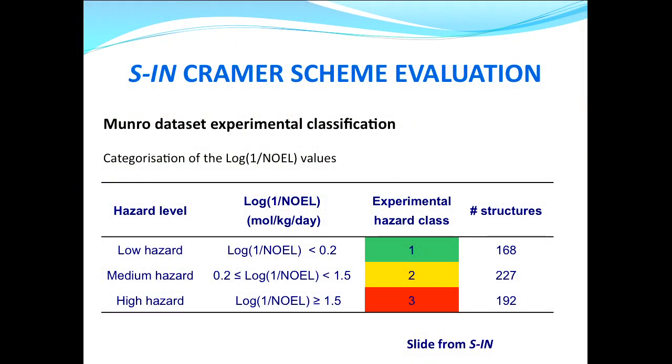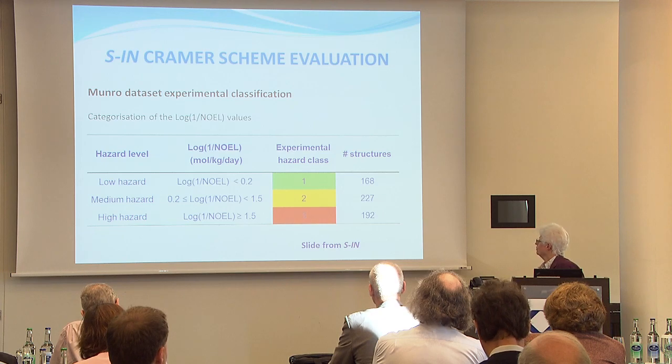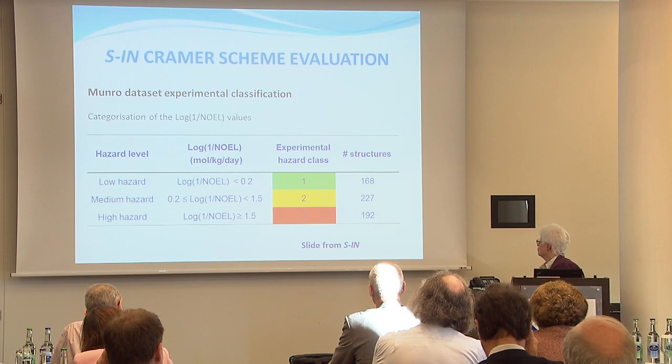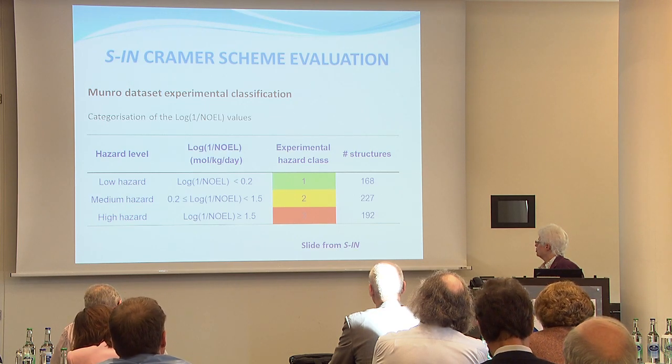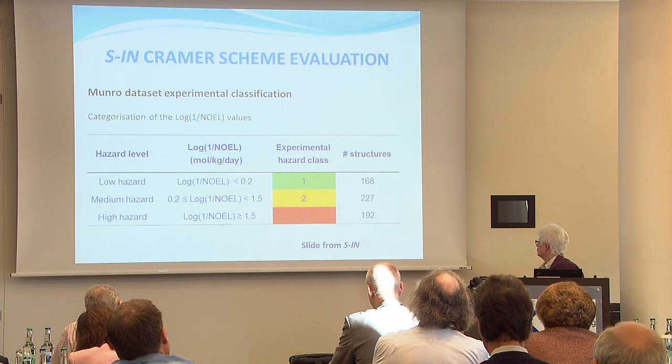So here we have on the left the hazard level. Here is the way they took the experimental data. They converted all the milligrams per kilogram body weight per day into moles per kilogram body weight per day, because that's a much better scientific way of comparing chemical toxicities. That, incidentally, is one of the criticisms of the Munro scheme, that it uses milligrams per kilogram. They took the log of 1 over the NOEL, and if the log of 1 over the NOEL was less than 2, that was low hazard. If it was between 0.2 and 1.5, it was medium, and if it was greater than 1.5, it was high.